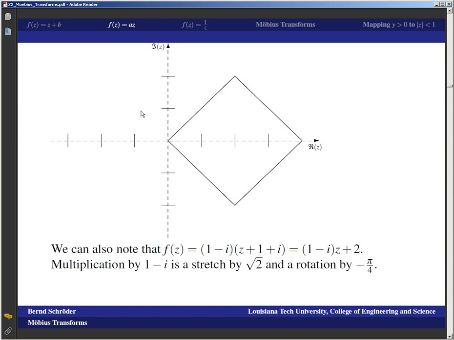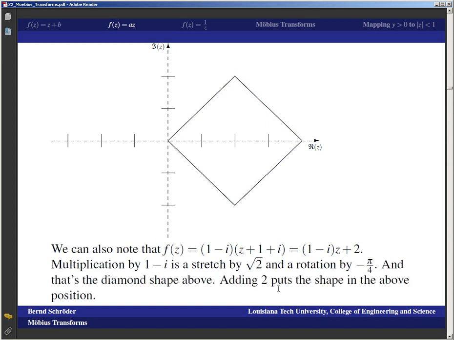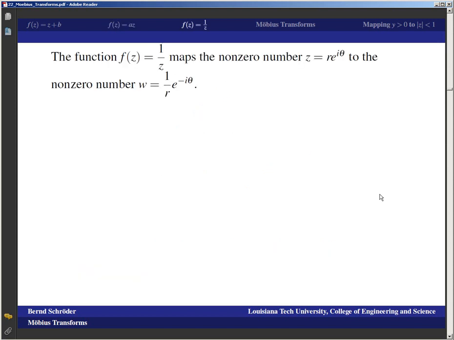So it would first stretch the square that is still centered at the origin and then rotate it into a diamond shape. And adding 2 puts the shape in the right position for us. So there are several ways to get these geometric answers here. As long as the way you obtain the answer is justifiable, everything is fine.